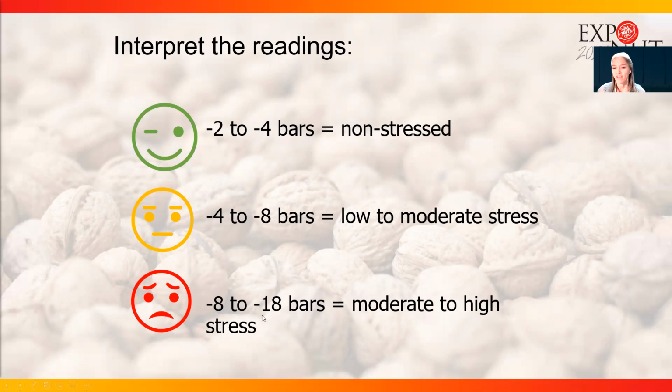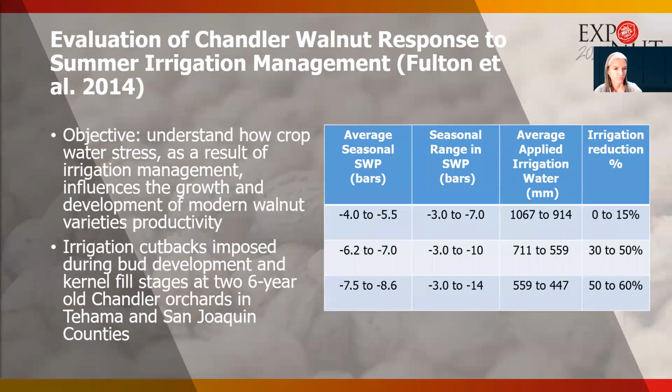Readings more negative than -8 bars indicate high stress, and shoot growth, nut sizing, and kernel fill will likely be impacted if you are seeing this level of stress on a regular basis. There have been many trials conducted in walnut in different regions of California using stem water potential as a guideline for irrigation management.